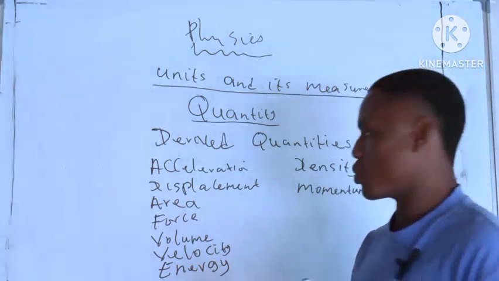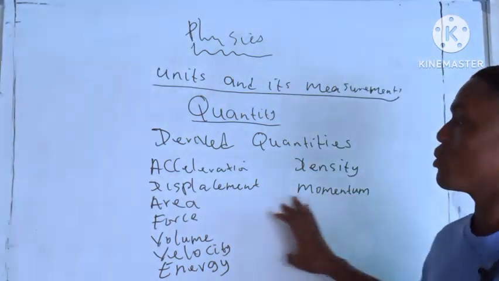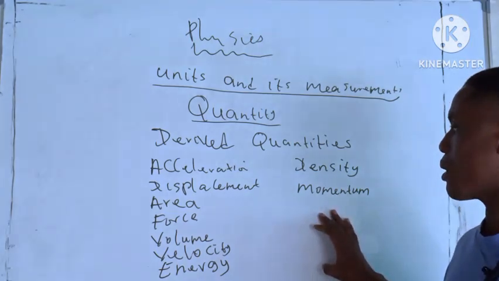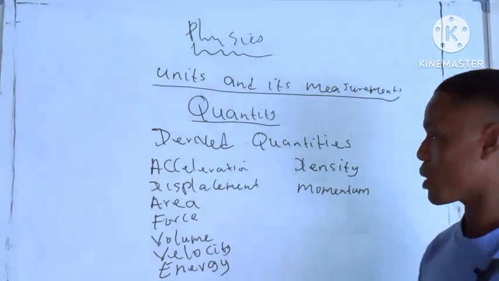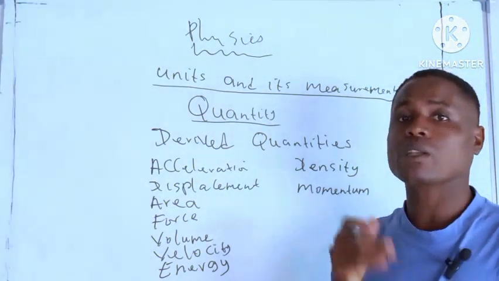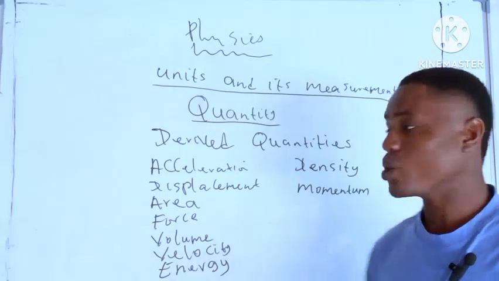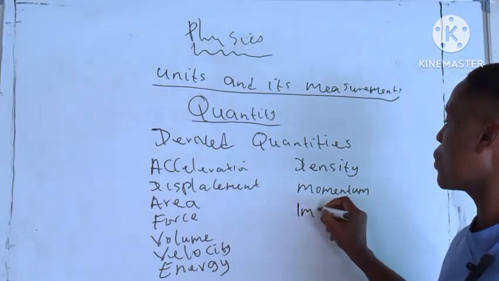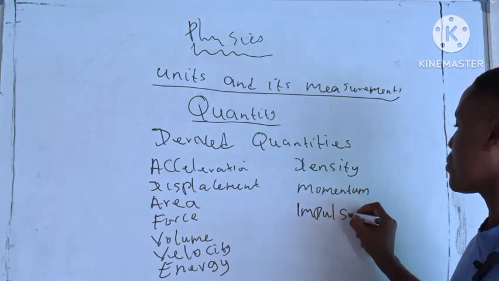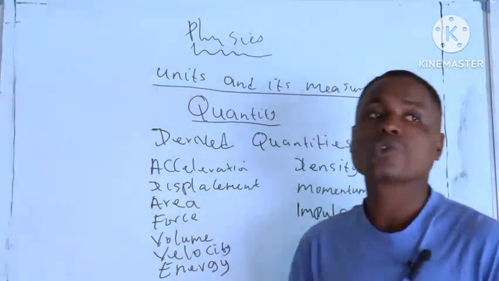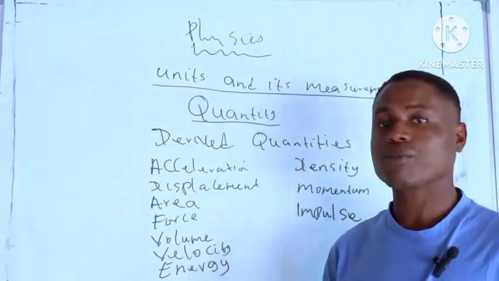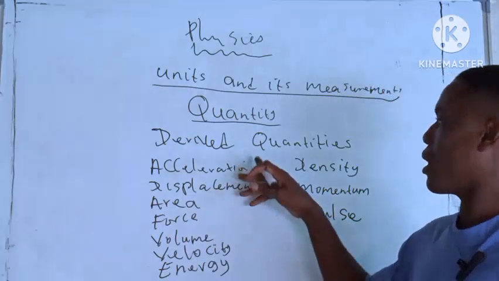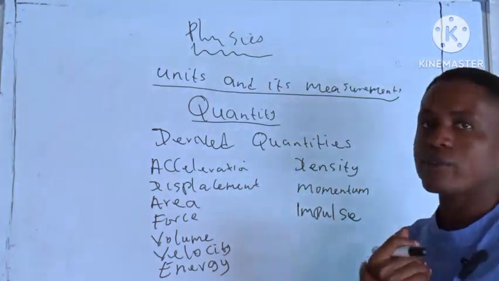So we have a lot of them. You can notice that a few are written down here. They are more than the fundamental quantities, right? You have a lot of them. You can think of impulse, anyone can think of. So the fundamental quantities are very few. They are very few. So all these are examples of derived quantities.